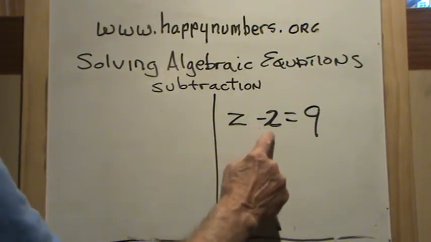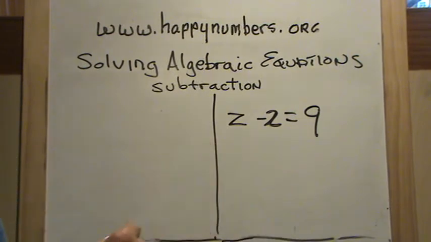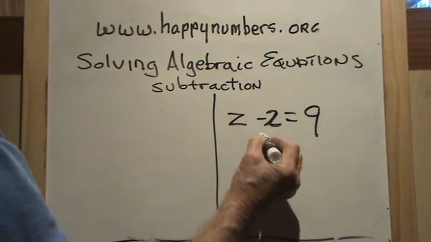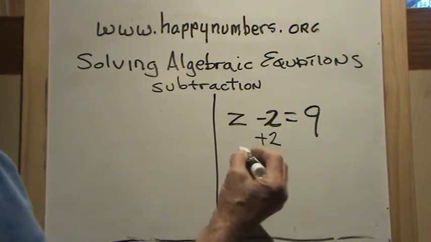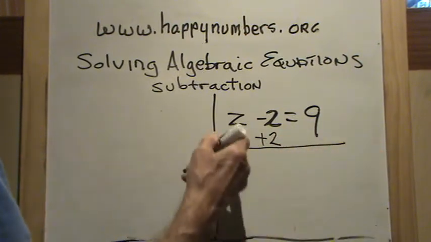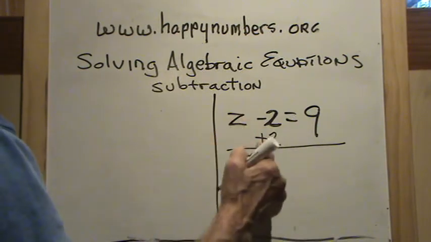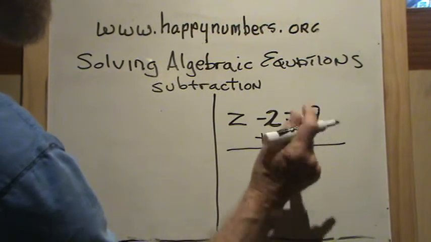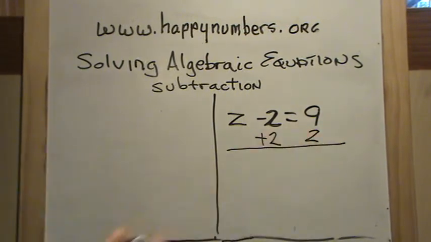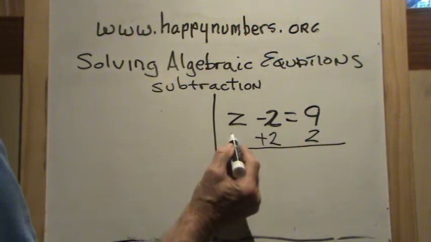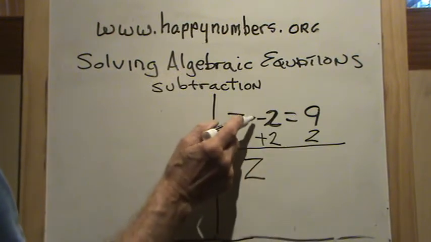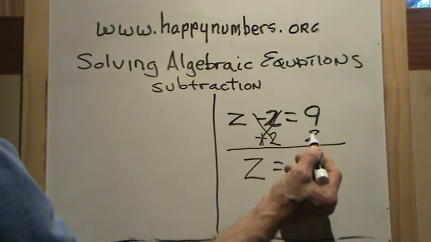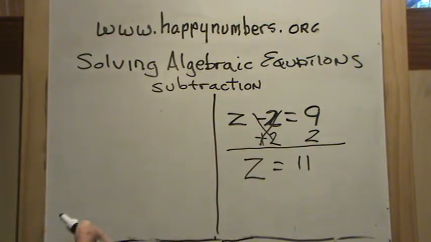Z minus 2 equals 9. Well, I have to get rid of this negative 2, so I know I can put a positive 2. I can use the inverse mathematical relationship. If I put positive 2 here, I put positive 2 here. I don't need to write the positive because I know it's positive. So I have Z, and if I combine negative and positive 2, they go away. Z equals 9 plus 2, which is 11.